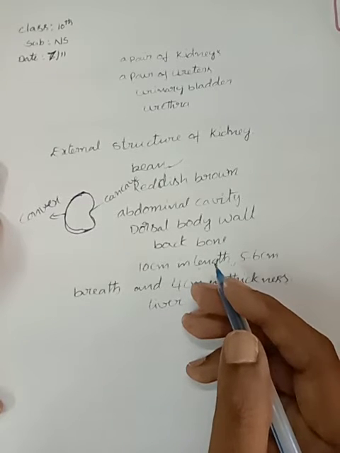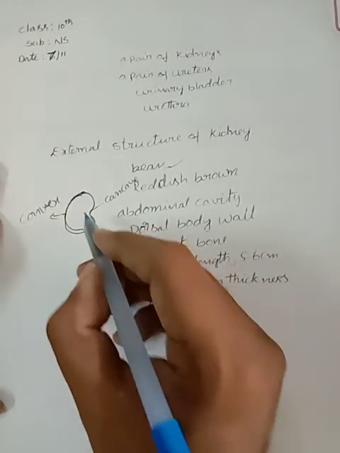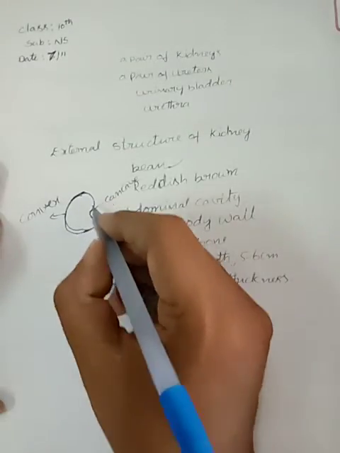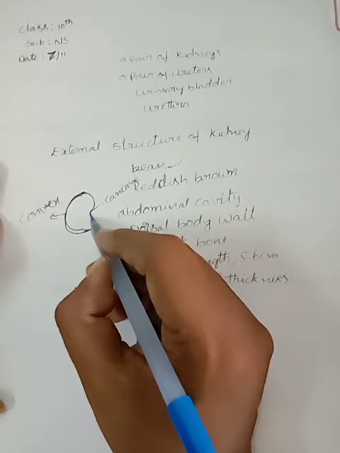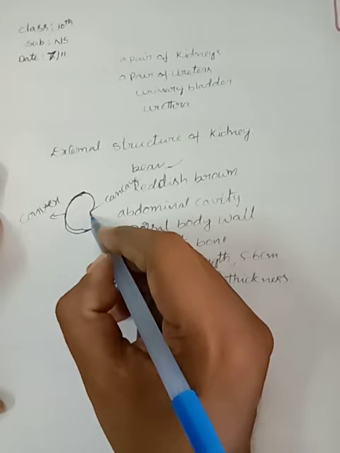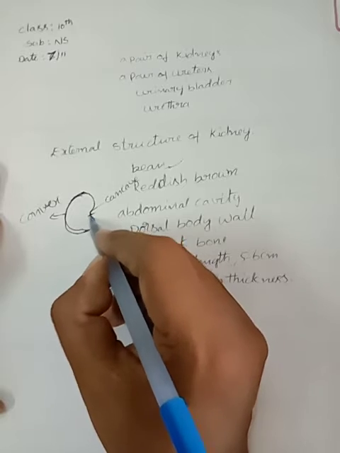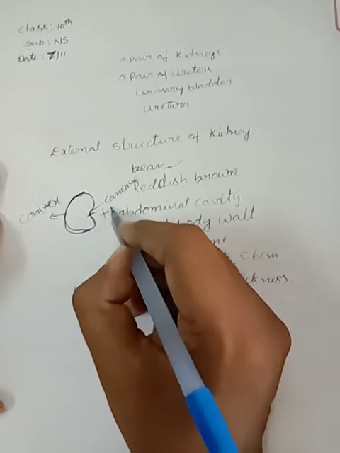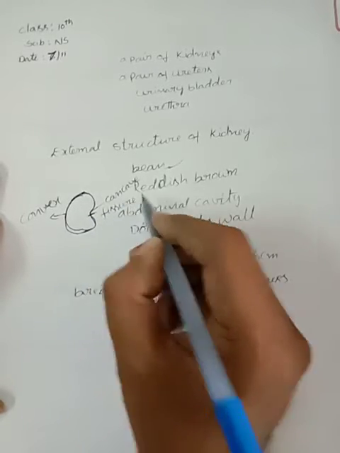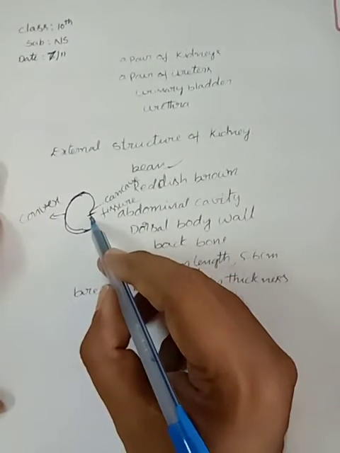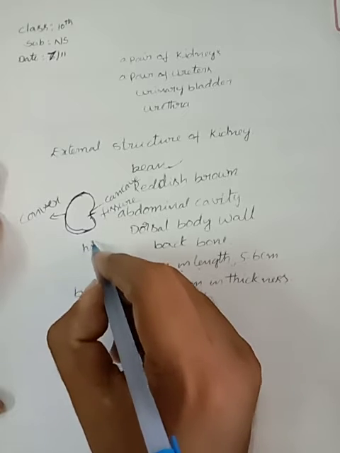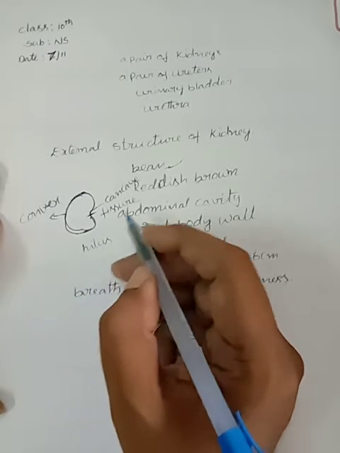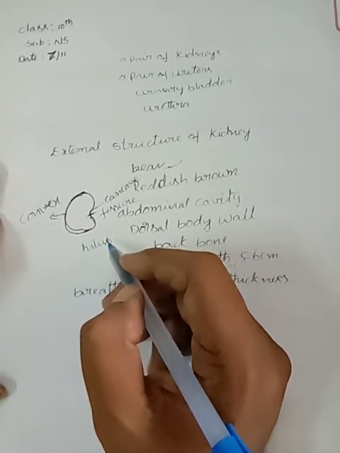Okay, children. The inner side of each kidney. This is the inner side of the kidney. The inner side of each kidney has a fissure. This is known as fissure. It is also known as hilus.